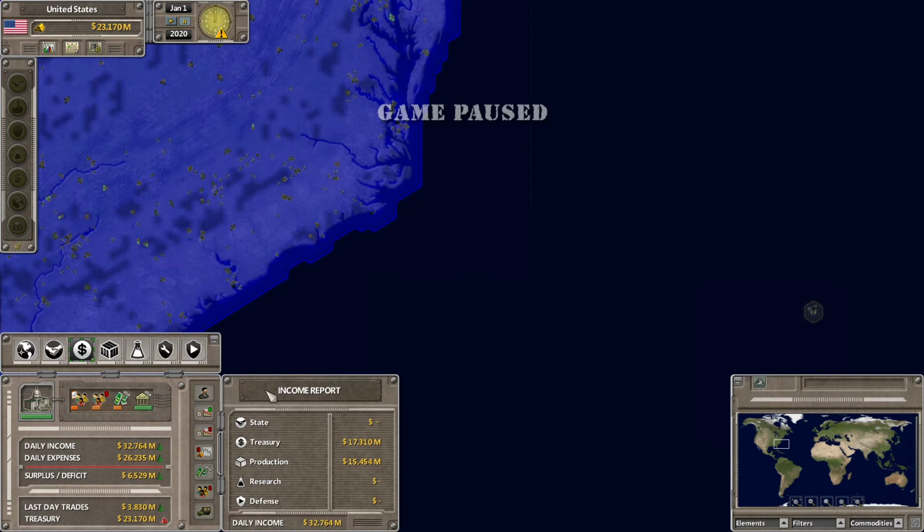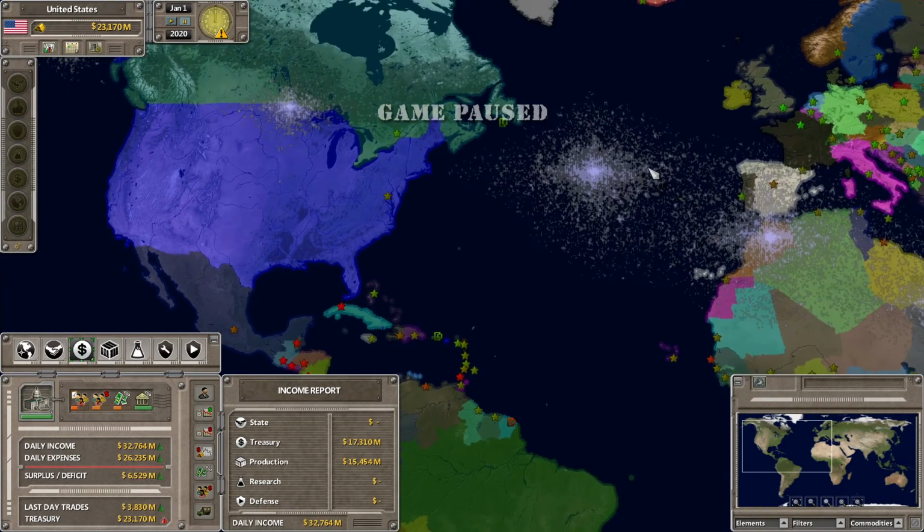All right, now we go into the income report. So let's start up here with state. The state income will show you how much money you are gaining in income either every day or every year based on what you have set in foreign aid, which is as if someone had supported your government.